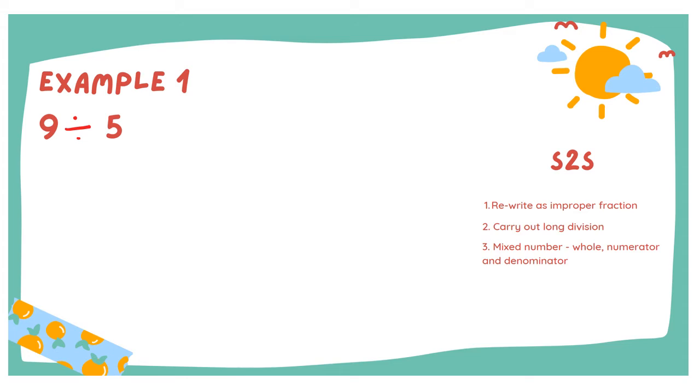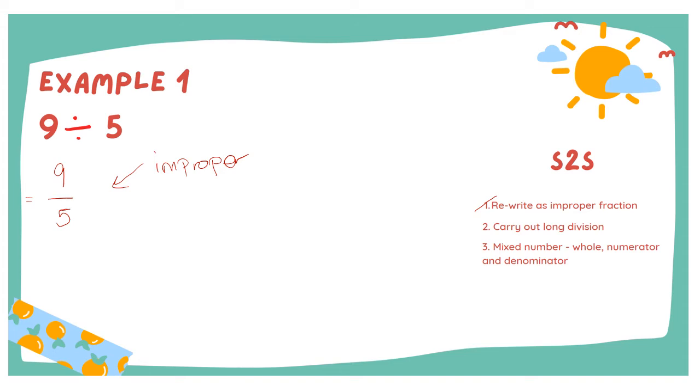So example 1, 9 divided by 5, with our steps on the side. Step 1 is to rewrite as an improper fraction. Now you have done the exercise from yesterday, that is changing the division into fraction form. So 9 divided by 5 simply means 9 out of 5. So this is an improper fraction because the numerator is bigger than the denominator. So we have done step 1. We are rewriting it as an improper fraction.